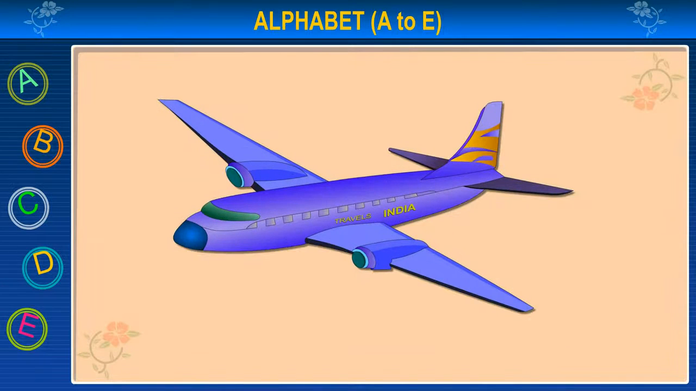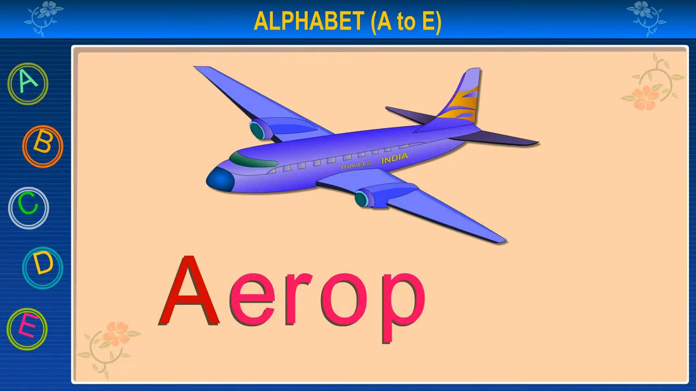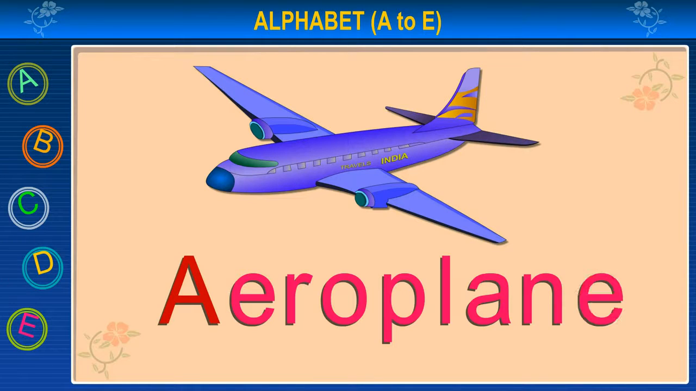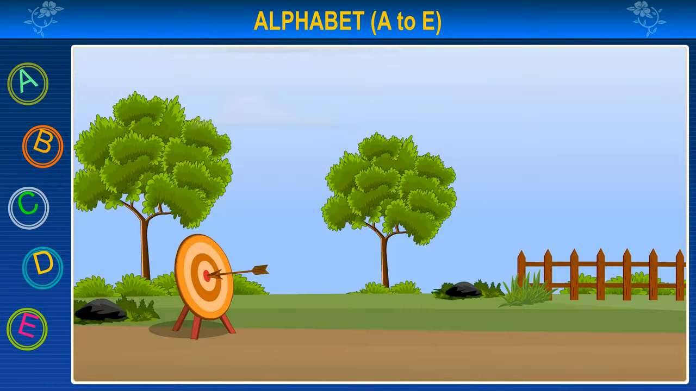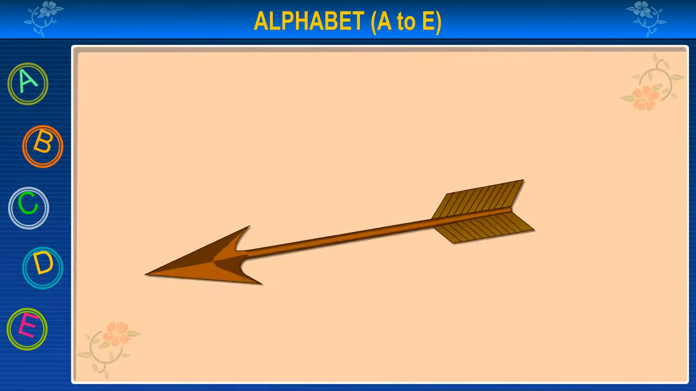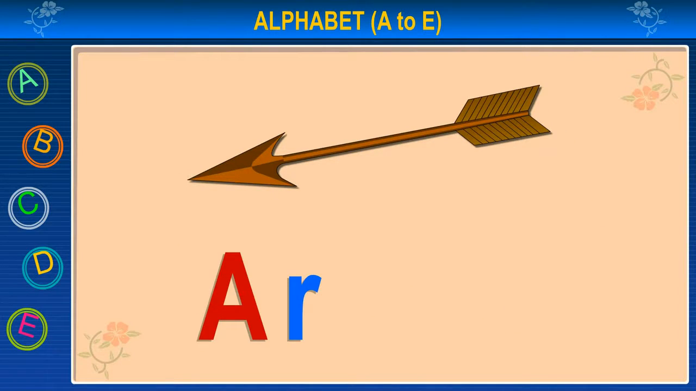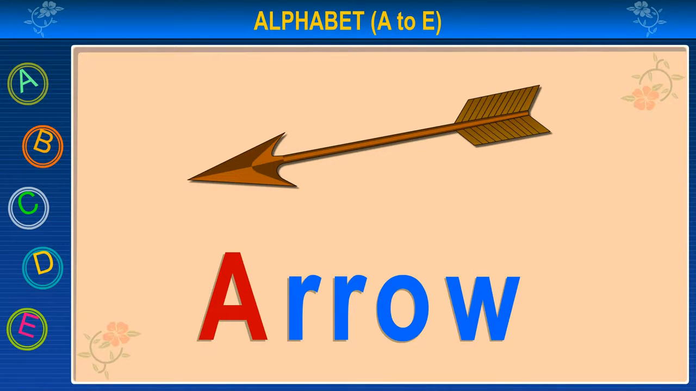A for aeroplane. A, E, R, O, P, L, A, N, E, aeroplane. A for arrow. A, R, R, O, W, arrow.